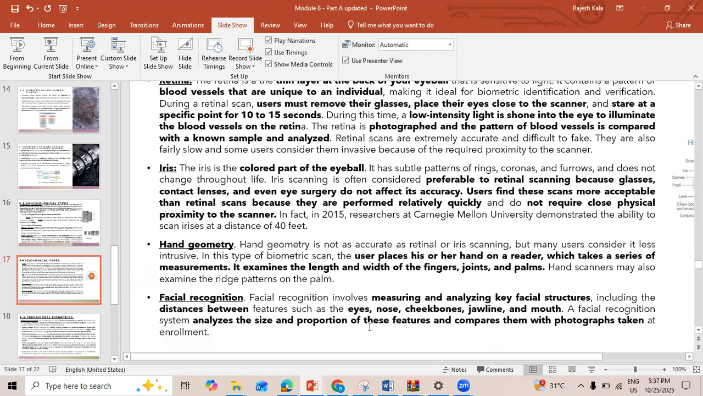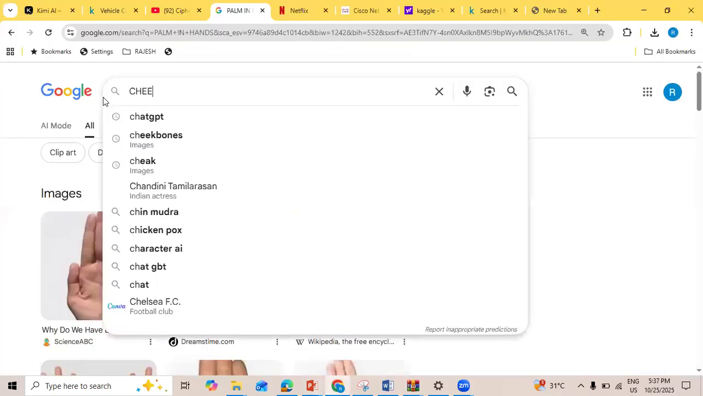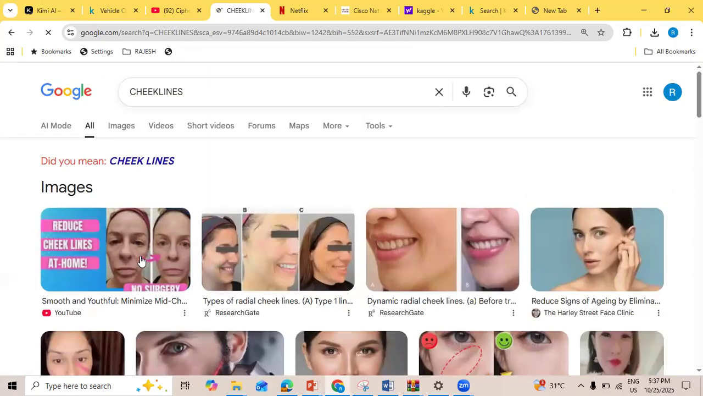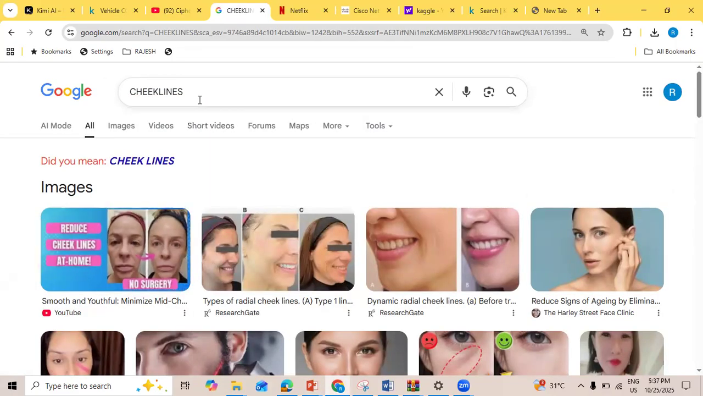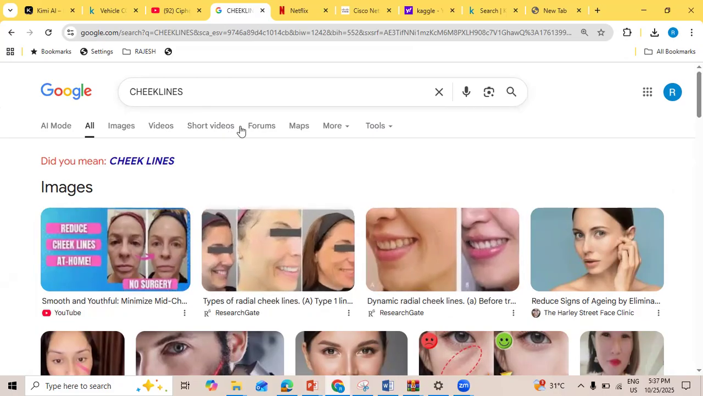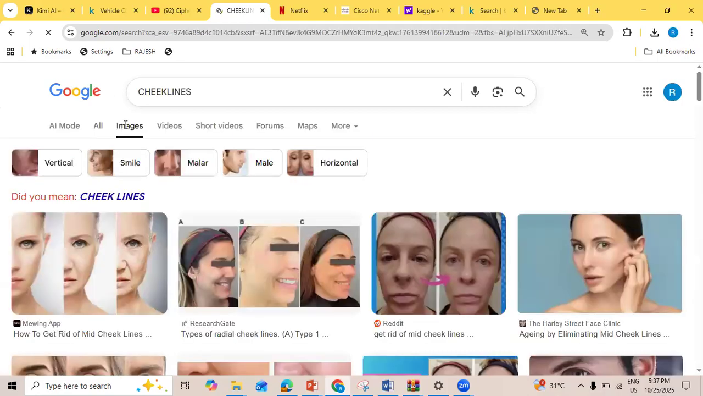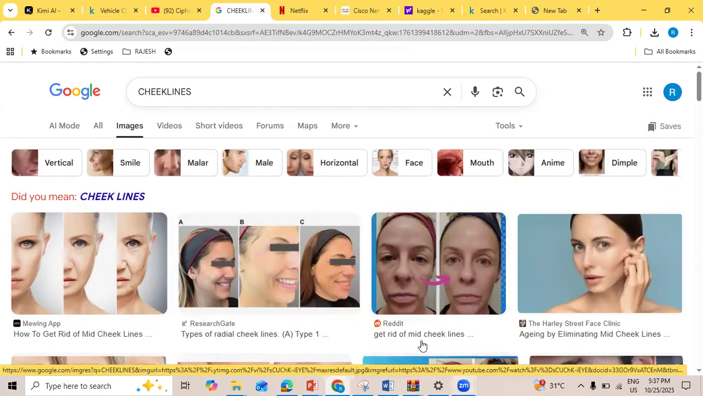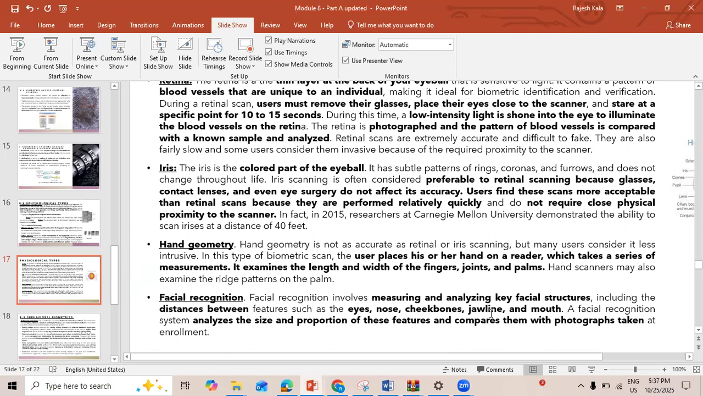So what are cheekbones, jawline, and mouth? I'll show you. See, cheek lines, this one. Then not this one, wait. Okay, this is the cheekbone. I'm sorry, not cheek line, cheekbone.